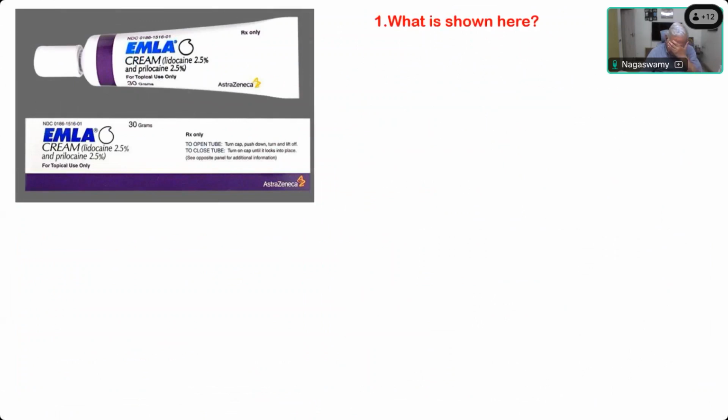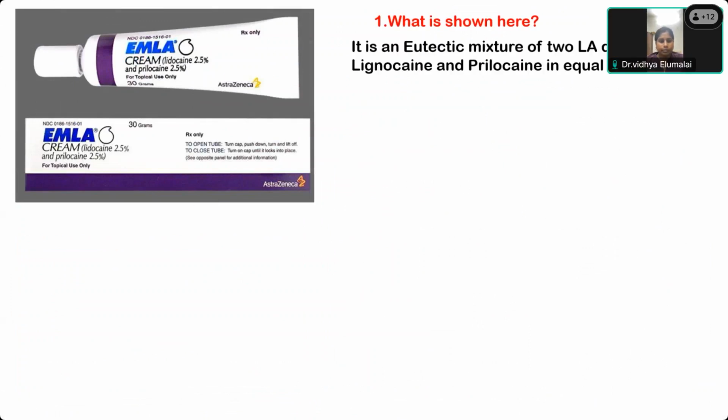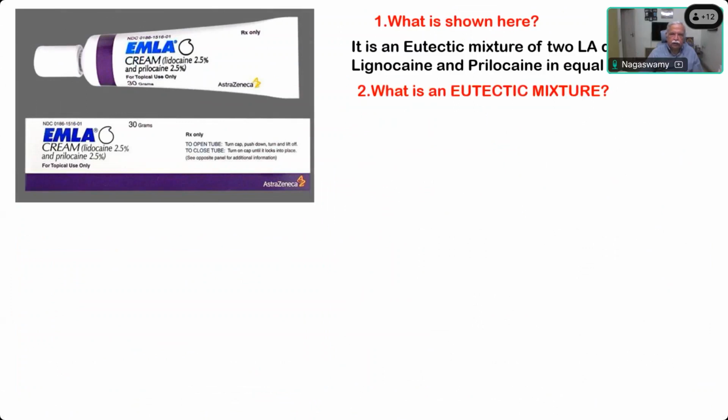What is shown here? EMLA cream, eutectic mixture of local anesthetics. Very good. It is a synthetic mixture of two local anesthetic drugs, lignocaine and prilocaine, in equal volume. What is a eutectic mixture? What is the definition of a eutectic mixture?